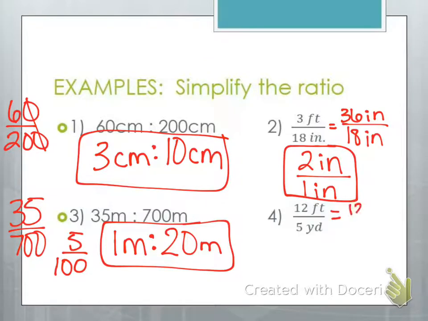Well, we've got 12 feet on the top. How many feet are in 1 yard? 3. So we're going to take 5 times 3 and get 15 feet. Now we are able to simplify. Both 12 and 15 are divisible by 3. So 12 divided by 3 is 4 feet. 2. 5 feet.